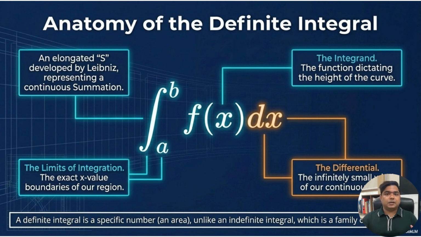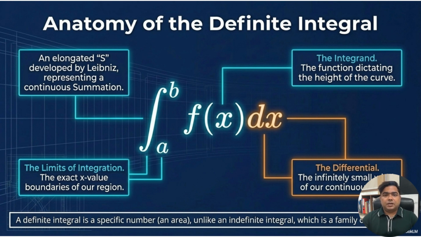Inside the integral, we have the function. This is called the integrand. The integrand tells us the height of the curve at each x value. At the end, we have dx. In spoken form, we say "with respect to x." Conceptually, dx represents an infinitesimally small width of each slice. So when we read a definite integral out, we can say: the integral from a to b of f of x with respect to x. Its meaning is: accumulate the values of f of x from x equals a to x equals b.